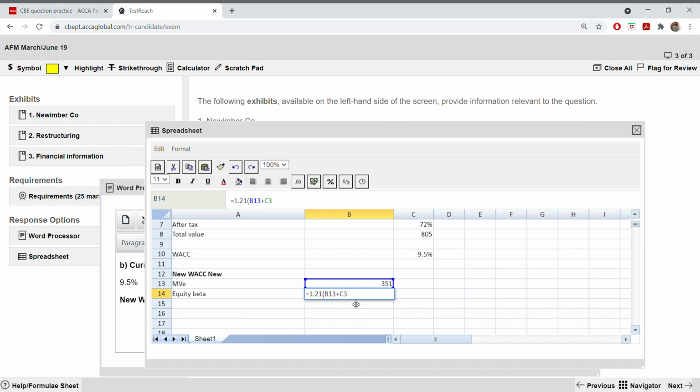You cannot take 220 as it is. You need to multiply this after tax, 1 minus tax. We have already taken 72%. You need to divide the whole thing by 351. Okay, close bracket, divide by 351. Why 351? Because the formula says so. Press enter.